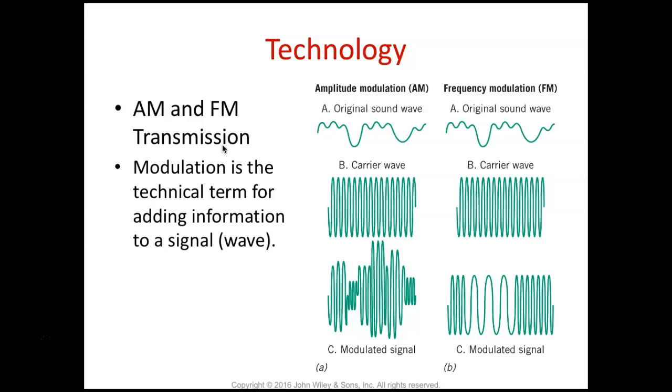All stations will begin with this carrier wave that you see right there on letter B, and that carrier wave is a fixed frequency. AM stations typically broadcast between 530 and 1600 kilohertz, whereas the carrier frequencies of FM usually range from 88 to 110 megahertz.